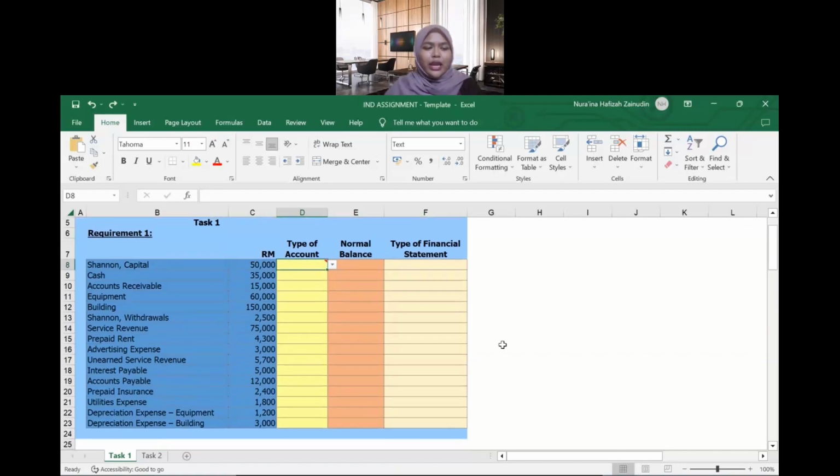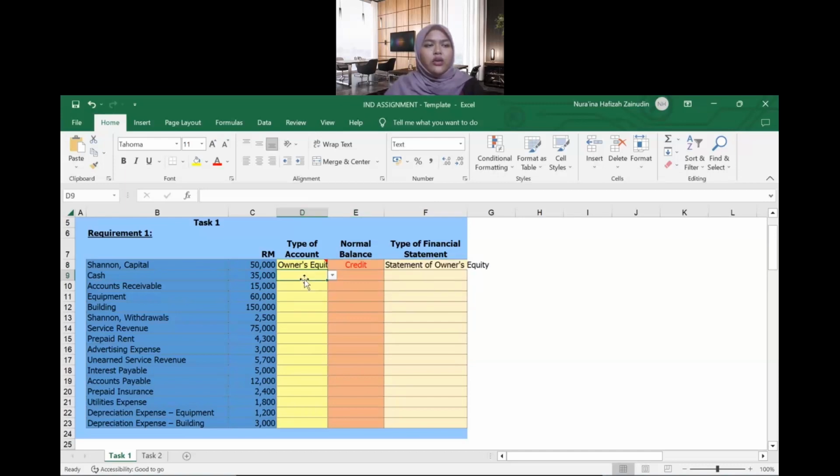Okay. For task 1, I need to identify the type of account and the normal balance, either on debit or credit. And the last one is to recognize the type of financial statement, which is the statement of owner's equity, balance sheet, and income statement. The type of account for share capital is owner's equity. The normal balance is credit. The type of financial statement is the statement of owner's equity.